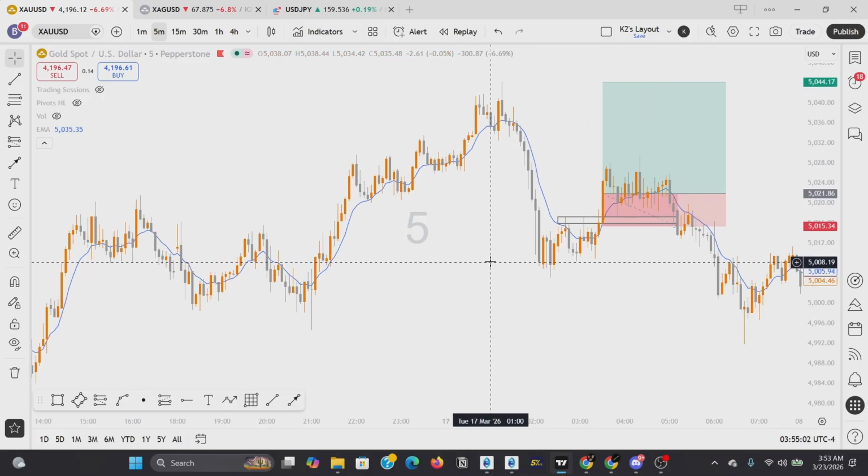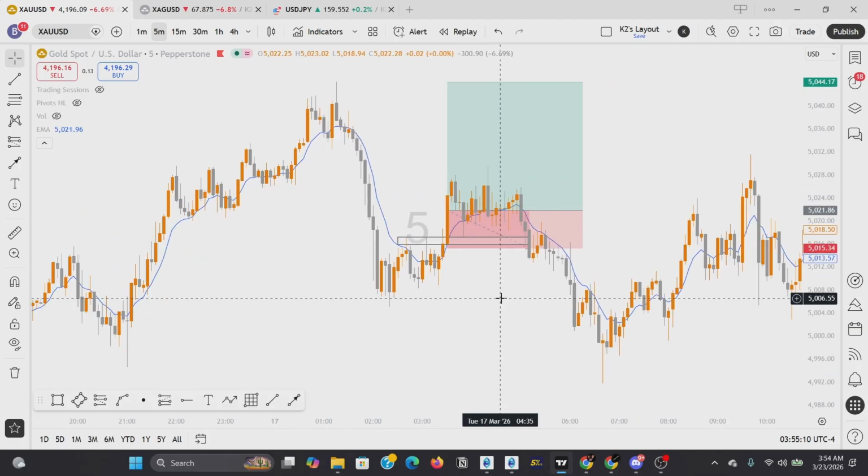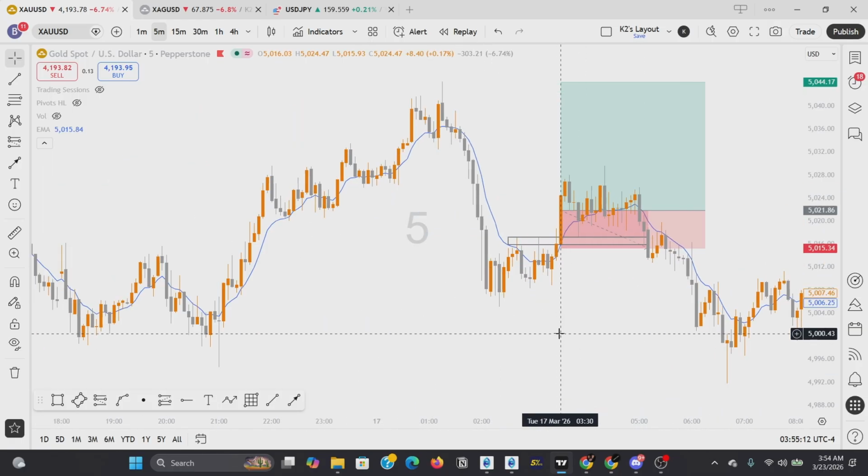When you trade, you are going to lose money. If you think you're not going to lose money as a trader, you need to think again. For real. You're going to lose money. You're going to lose trades. Nobody's a perfect trader.